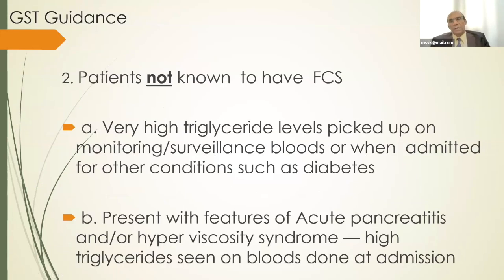The other group of patients are not known to have familial chylomicronemia syndrome, but they have very high triglyceride levels. They are picked up when they are admitted to the hospital for some other condition like diabetes or another surgical condition. Or they present with features of acute pancreatitis or hyperviscosity syndrome, or when the bloods are noted when they're taken on admission.